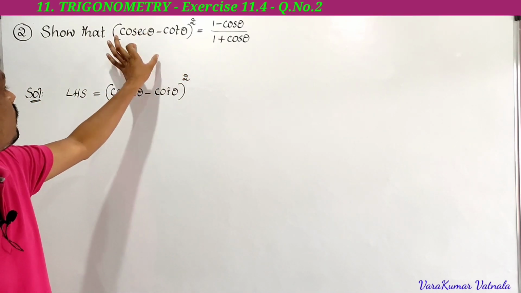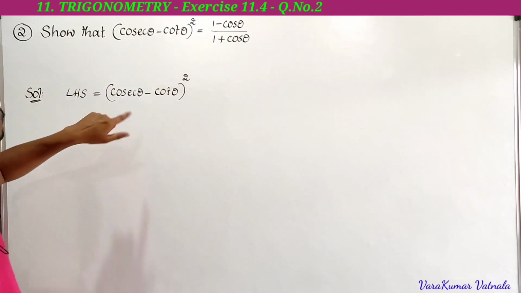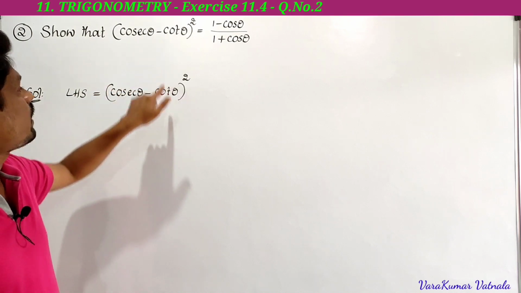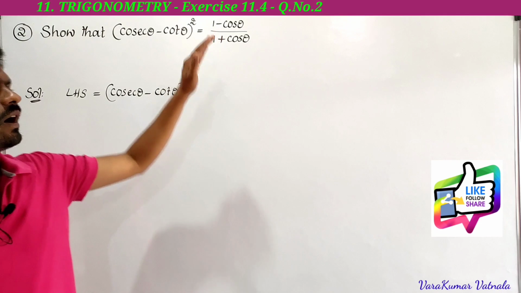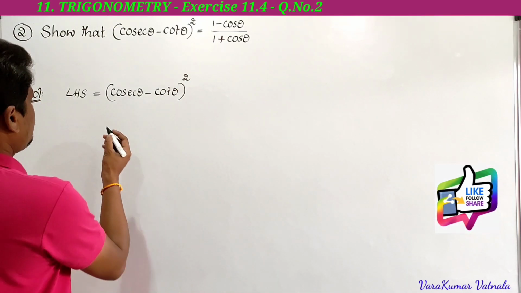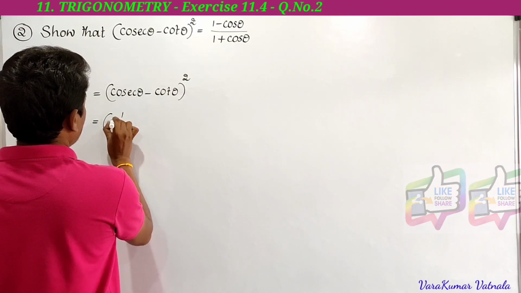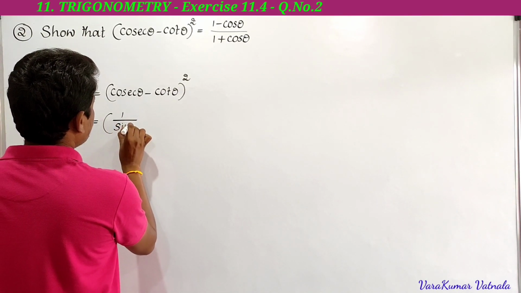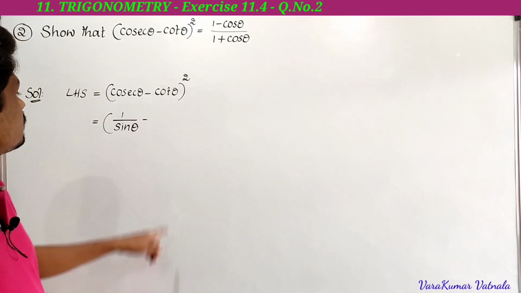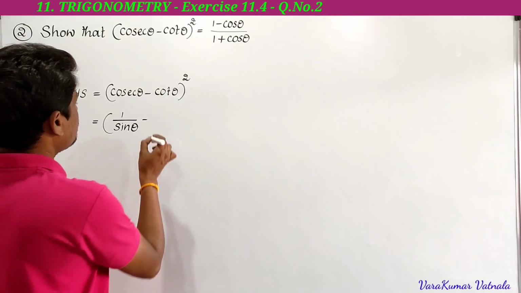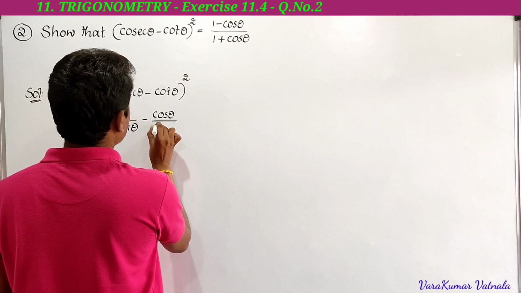We have to show this by taking LHS; we can get RHS. So first take LHS. What is LHS? Cosec theta minus cot theta whole square. So from the LHS we have to get RHS here. So I am writing cosec theta as 1 by sin theta. Cosec theta and sin theta are reciprocals, multiplicative inverses. And cot theta can be written as cos theta by sin theta.